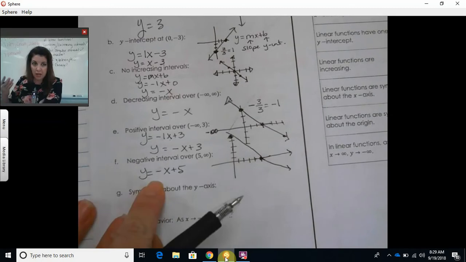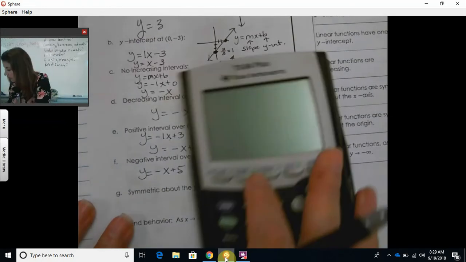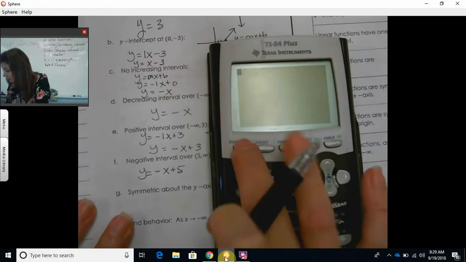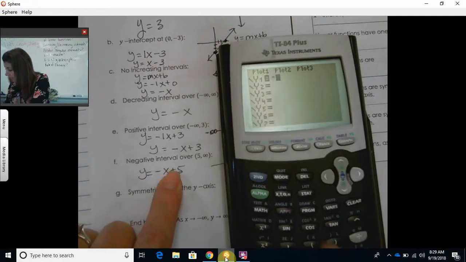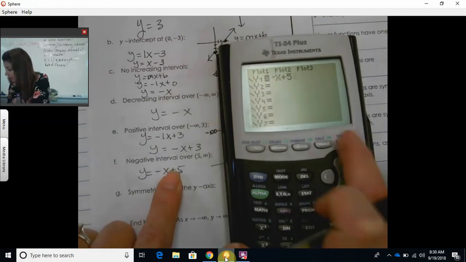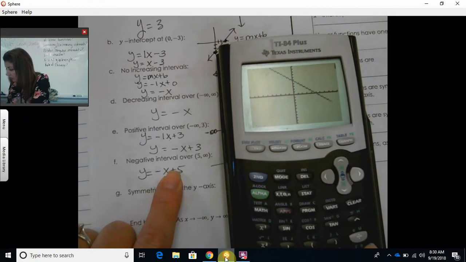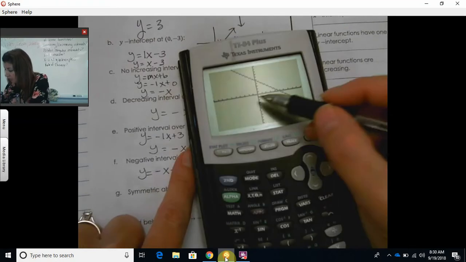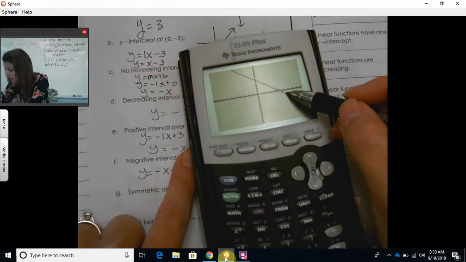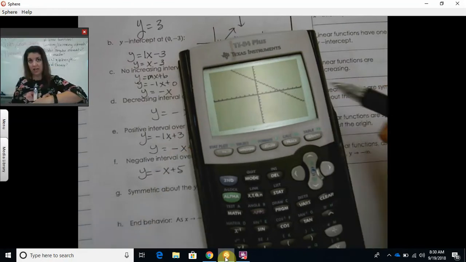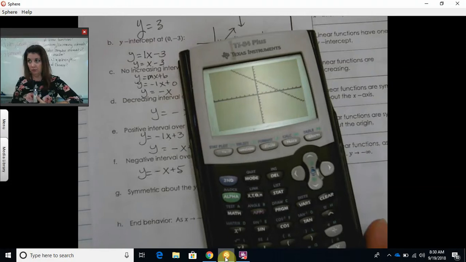And if I wasn't sure about my equation, I could always look at my calculator. We know how to enter an equation, right? If I have y equals negative x plus 5, look at my graph. Looks like what I drew. So when x is 5, all the way to when x is positive infinity, that section of the graph is below the x-axis, so that means it's negative.